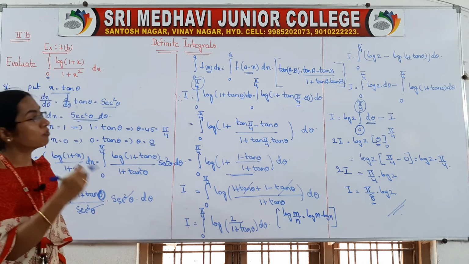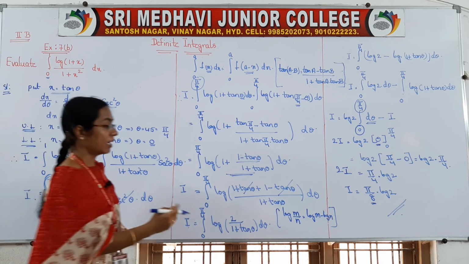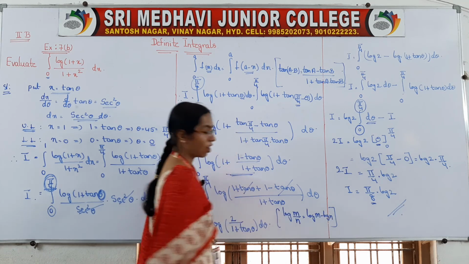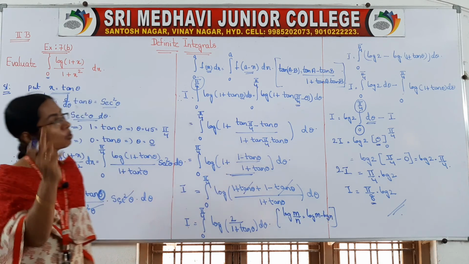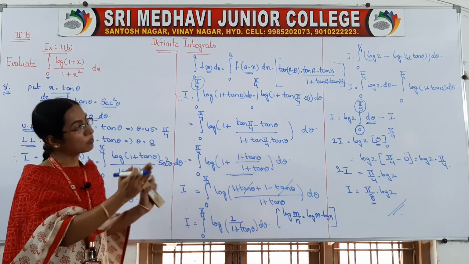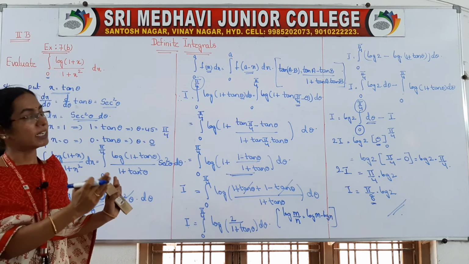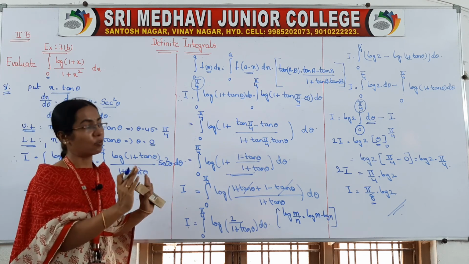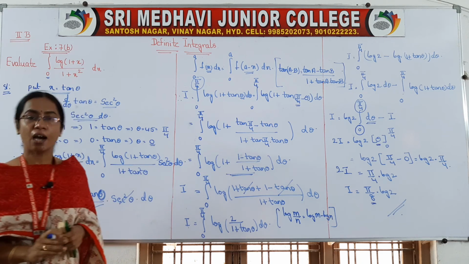Now it is of the form log of m by n, right? Log of m by n is log m minus log n. Okay, so you consider log 2 minus log of 1 plus tan theta. Whenever there is plus or minus, we have to take the separate integrals, then apply the upper limit minus lower limit in it. You will get your answer.